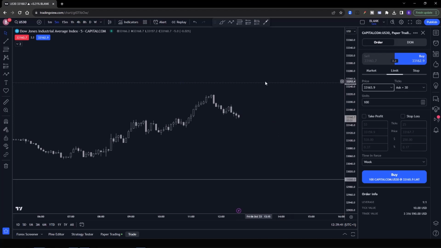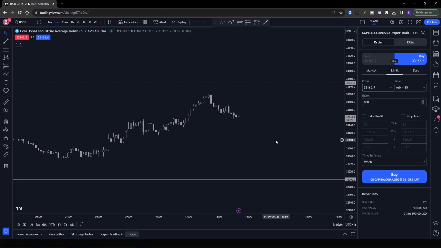Now a sell limit is placed above the current price. So the current price is here. A sell limit would be above, because remember price is going to come up, hit this level and bounce from it to make us a profit. A buy limit then is going to be set below. You would expect price to fall down, reach the level and put you in a trade, and then bounce up from it. So let's have a look at that.